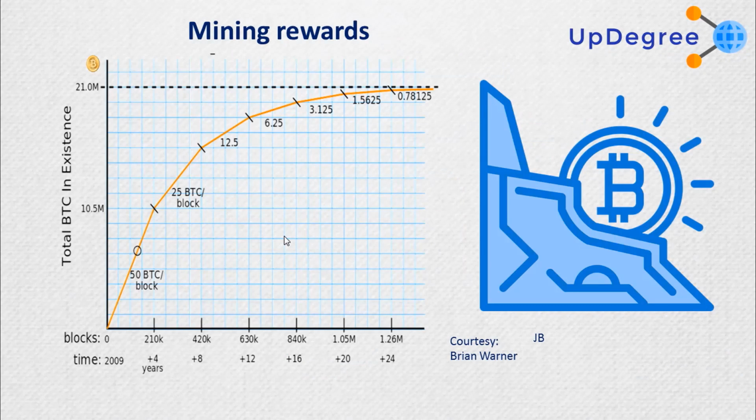So you also see the rewards that have grown. Earlier you used to get 50 BTC per block, but now, over the years, it has come down to 0.78125. So the rewards have also come down drastically.